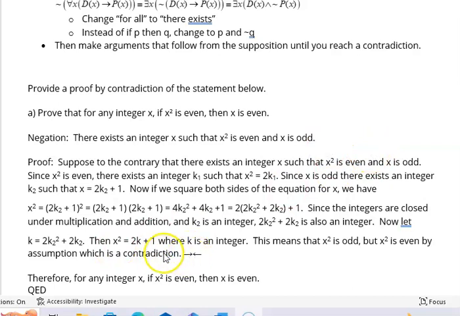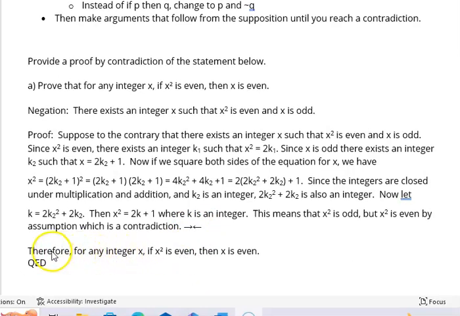Okay, and after we get a contradiction, sometimes we draw 2 arrows going into each other, meaning they contradict each other. So, therefore, for any integer x, we state the original statement we were trying to prove: if x squared is even, then x is even, QED, and we're done.